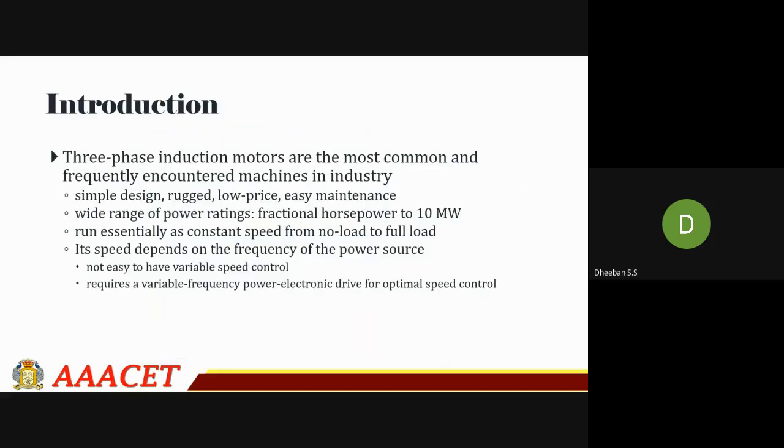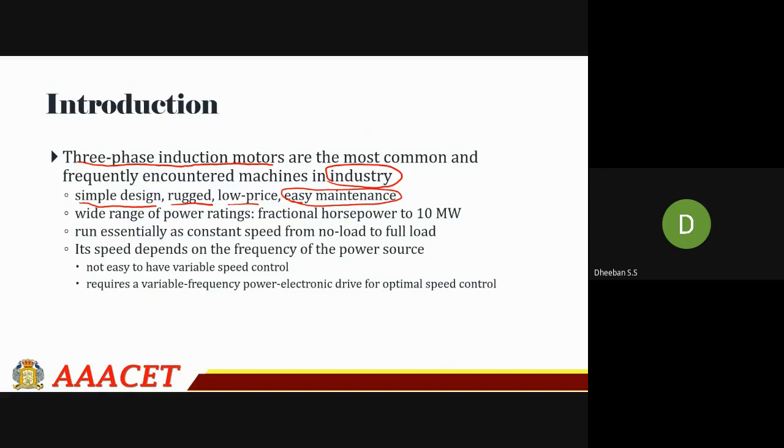First, a brief intro. Three-phase induction machines are the most commonly used, rather than single phase, mainly from the industry point of view. Why it is so common in industries is due to the advantages of simple design, rugged structure, low price, and easy maintenance.